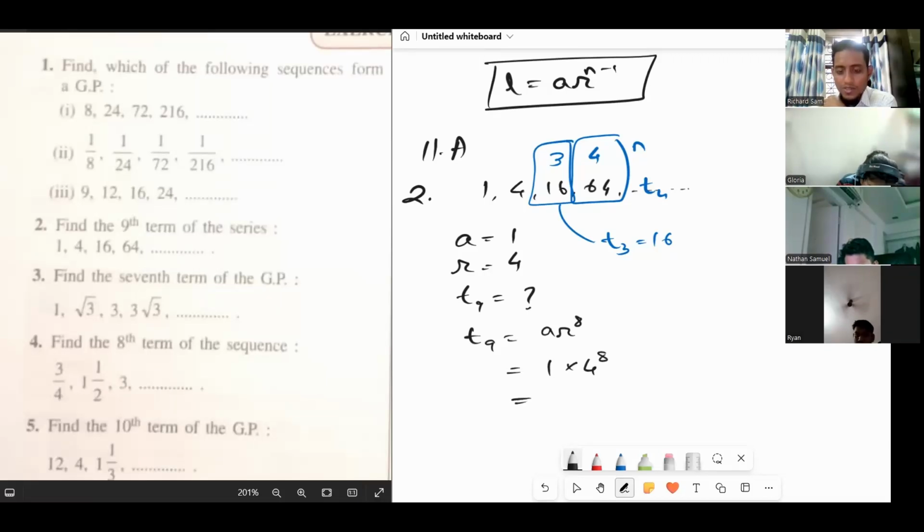Oh, 4 raised to 8 you have to do. You didn't get that over. Huh? Why? 4 raised to what you got? 9. Oh, 9. Because 9 will be n. Yeah, but it's 9 minus 1. No? Oh. You put also there n minus 1. Yes, yes. So 9 minus 1. So it will be 4 raised to 8. How much?